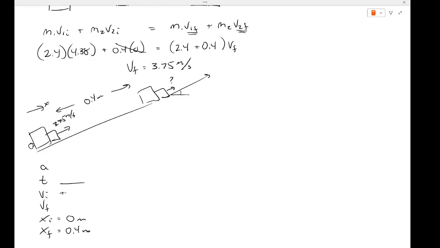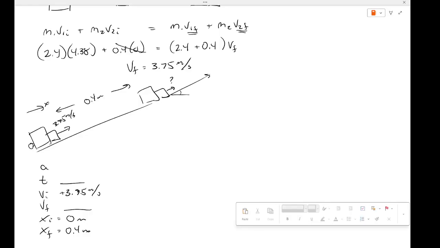We don't know how long it'll take. We know it's starting at 3.75 meters per second. We don't know how fast we're going to be going at the end, or whether we're speeding up or slowing down yet. And we're trying to find that acceleration. So ultimately, we need to find that acceleration, and so we're back to that free body diagram. I'm going to redraw it real quick.